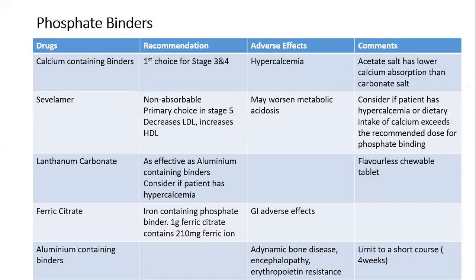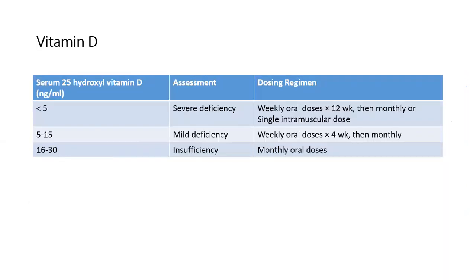So for the phosphate binders, the first choice is always a calcium-containing binder, but hypercalcemia is an issue with them. Sevelamer is to be chosen only when we see hypercalcemia with a calcium-containing binder. Lanthanum is like an aluminum-binding drug, and ferric can also be chosen. GI adverse effects are there. We should not use aluminum-containing binders for long, since aluminum deposits in the bone and can cause adynamic bone disease and also can cause CNS problems.